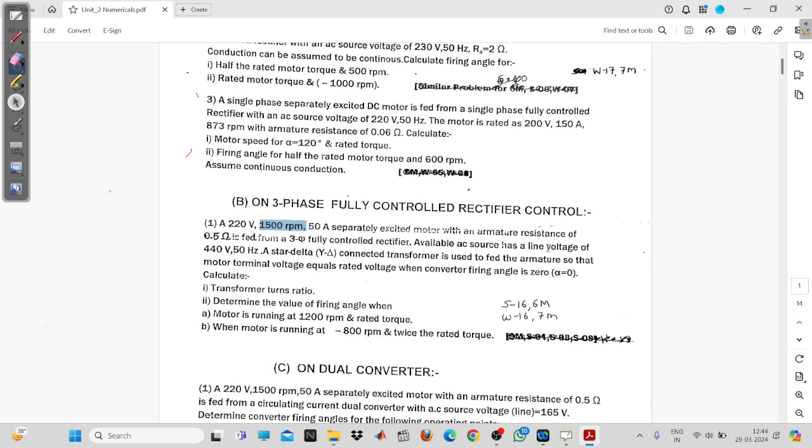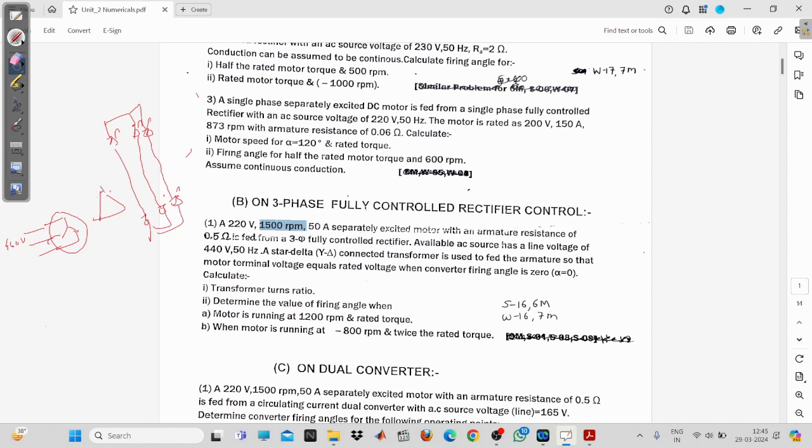Now the available AC source voltage has a line voltage. You can see that the available source voltage is 440 volt, and between the two lines you have this 440 volt. Then it is fed to a star delta transformer. This is the star one. Then on the secondary side you have a delta, and this delta is feeding the control rectifier, and the control rectifier voltage will be given to a DC motor.